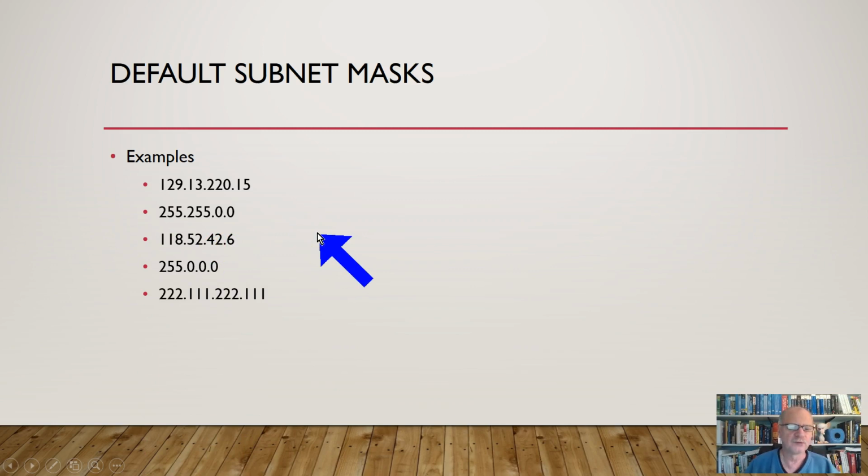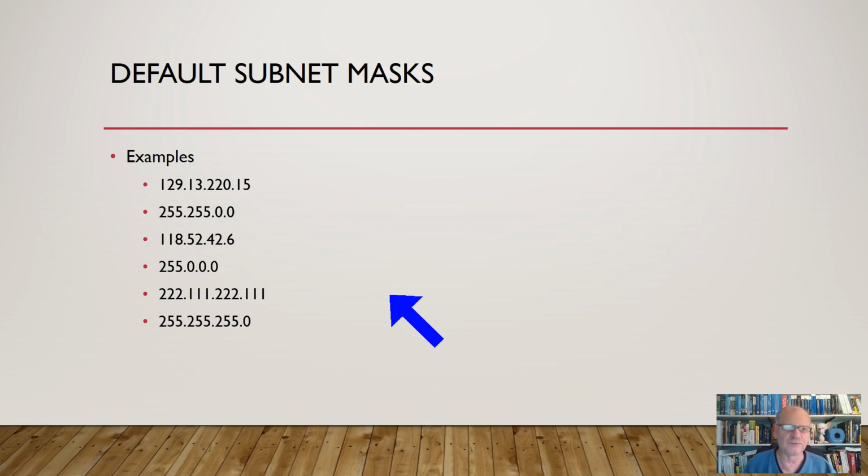One more, 222.111.222.111. Well, let me see. Class A is 0 to 127. Class B is 128 to 191. Class C is 192 to 223. This is before 223, so this is a class C address, so we would guess 255.255.255.0, just like that. And there we go.